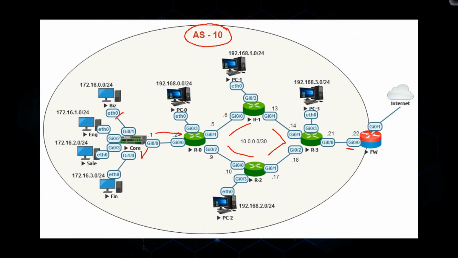Behind the core switch are 4 VLANs on 172.16 networks. The core switch performs EIGRP summarization for those 172.16 networks as 172.16.0.0/22 to router 0. On interface gigabit 0/3 of router 0, router 1, router 2, and router 3 is a PC to simulate a LAN on 192.168, followed by the router number respectively. Router 0 is also performing EIGRP summarization for 192.168.0.0/22 back to the core switch.